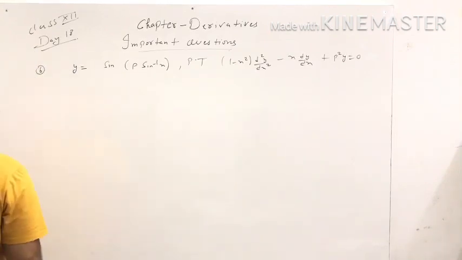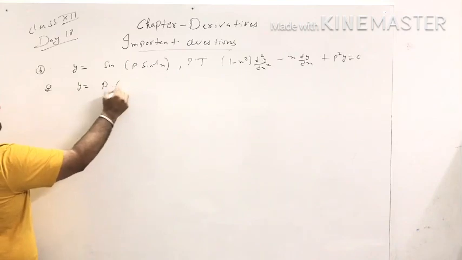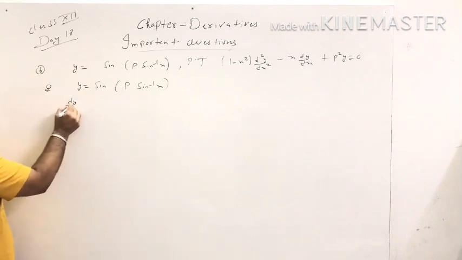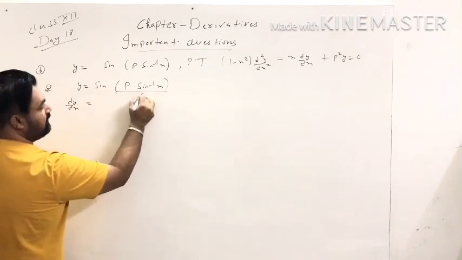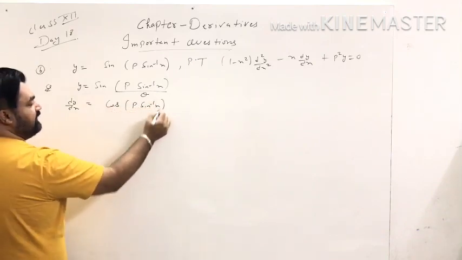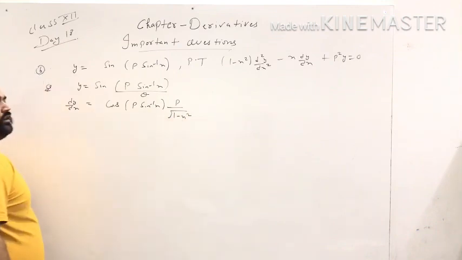Now y equals sin(p sin inverse x). We have to prove the given equation equals 0. So the question is y equals sin(p sin inverse x). Take the derivative on both sides. Now this is sin theta. The derivative of sin theta is cos theta. After that the derivative of theta: p is constant, and the derivative of sin inverse x is 1 upon root 1 minus x square.